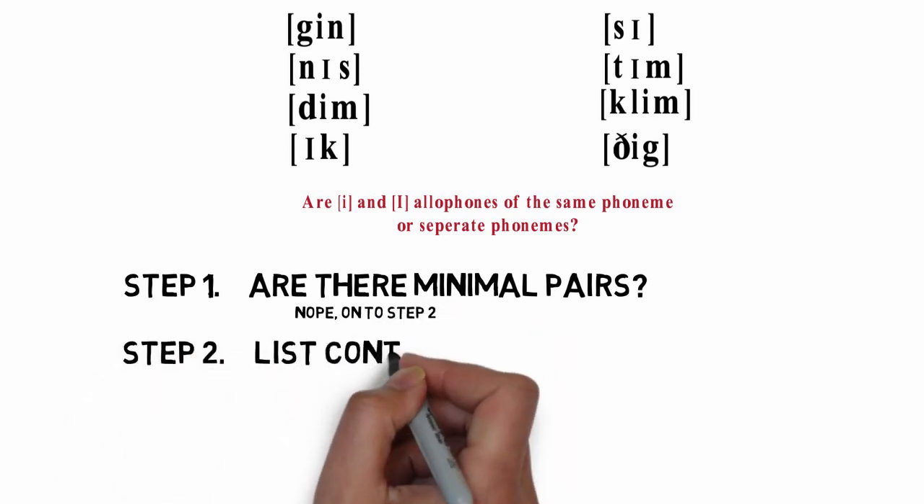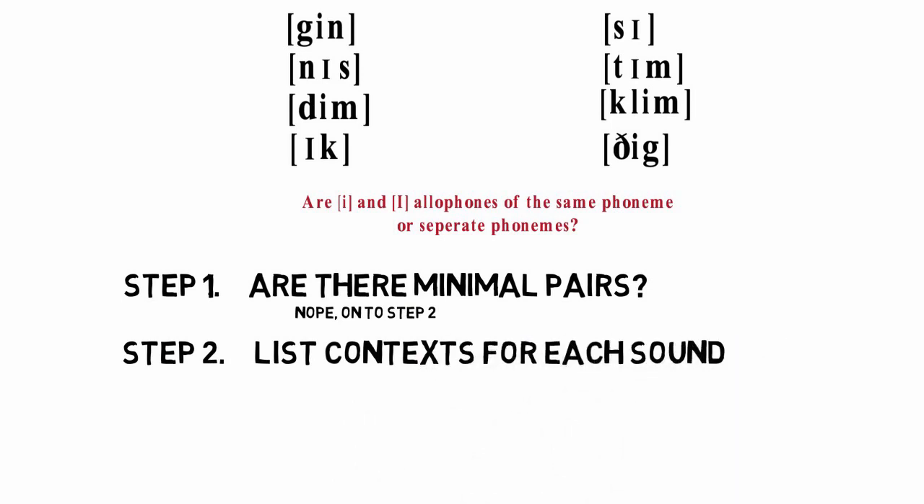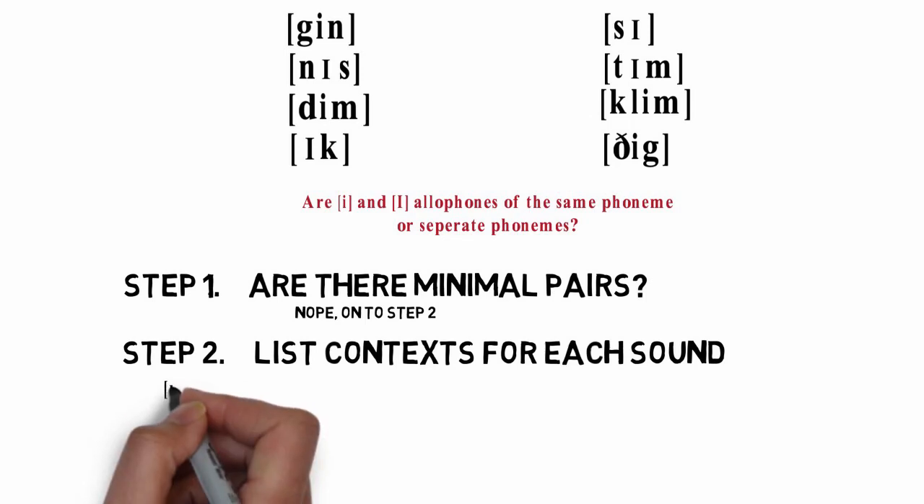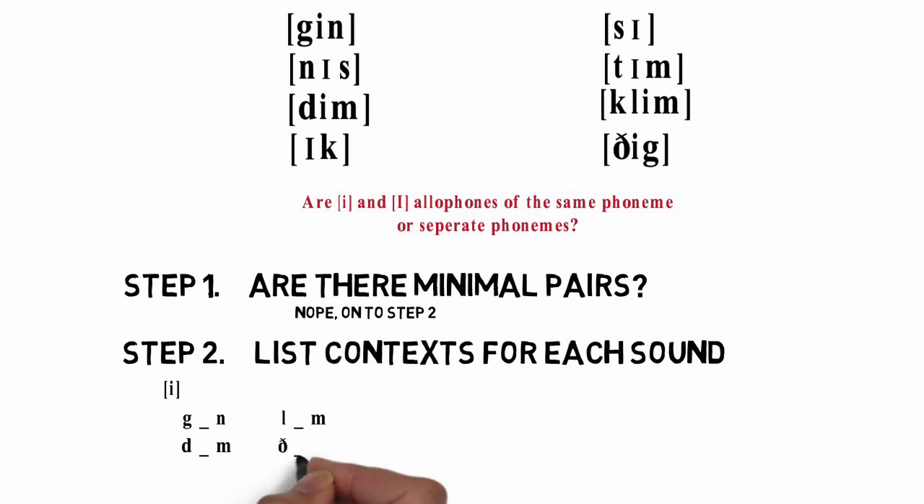Our next step is to then list all of the contexts that we see each of the sounds in. So, going through them one by one, we can see that e is found between g and n in geen, d and m in deem, cl and m in cleam, and finally th and g in theg.